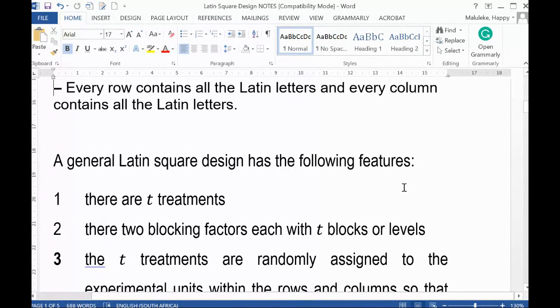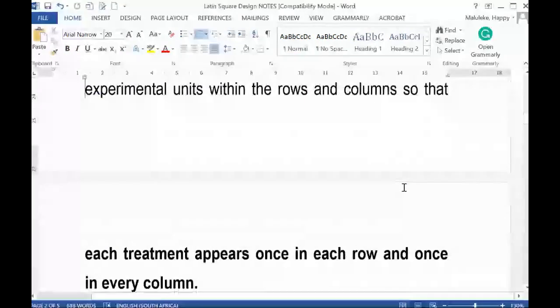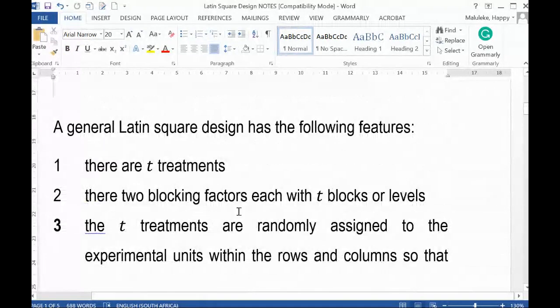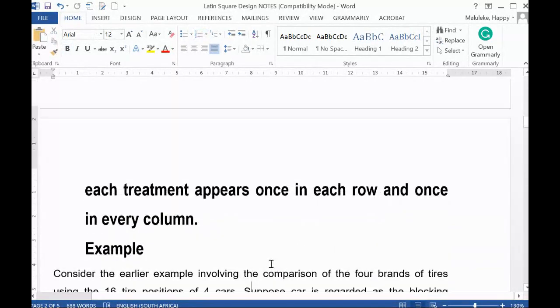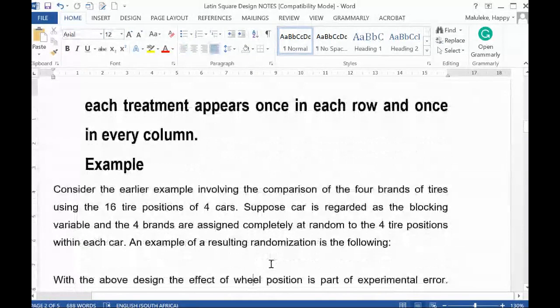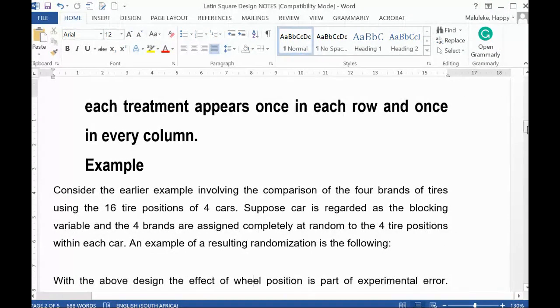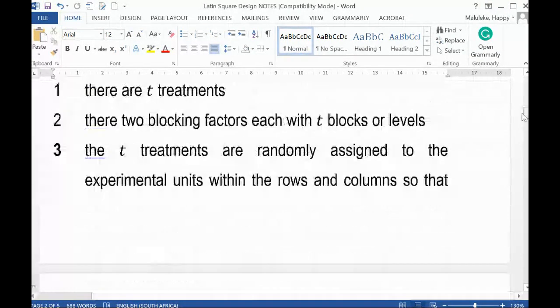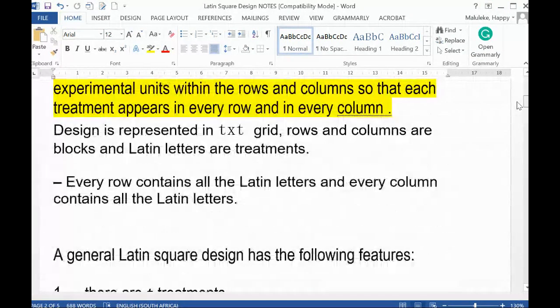A general Latin square design has the following features. It is the one that we will be doing. There are T treatments. There are two blocking factors. The treatments are randomly assigned to experimental units. It was just a summary, that one. Now I want you guys to give me an example of this Latin square design.